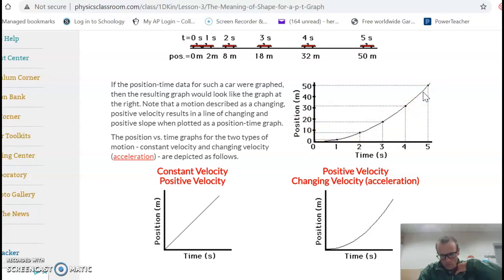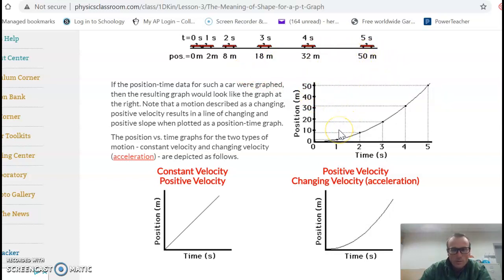First of all, we can say, okay, what direction is the object moving? Well, we're going up on the y-axis. Time isn't really directional, so we're moving in the positive dimension, whatever we've specified. Here it's to the right.